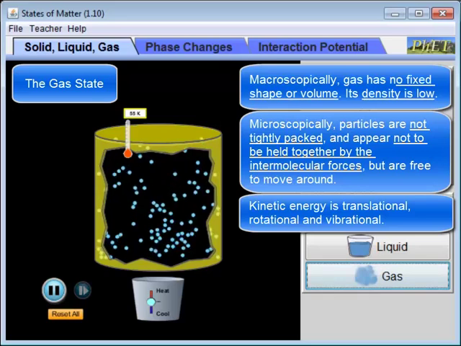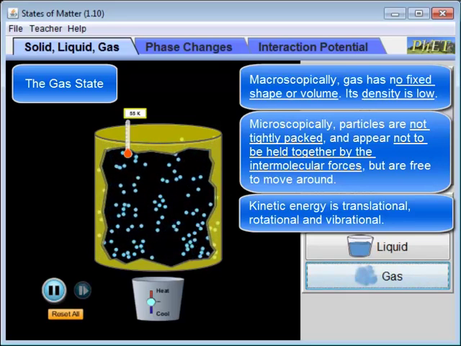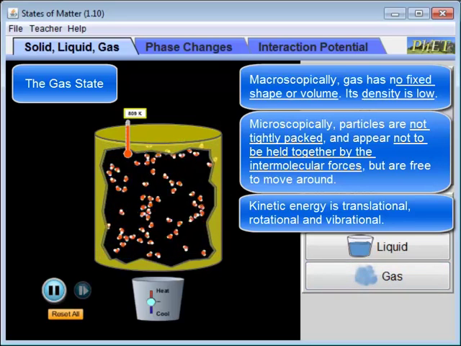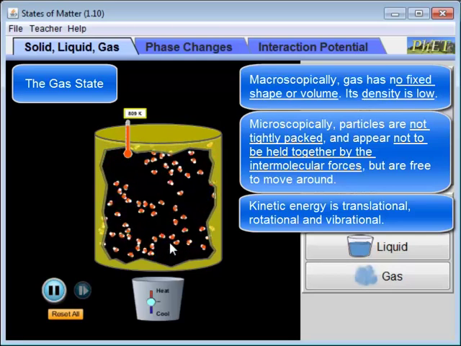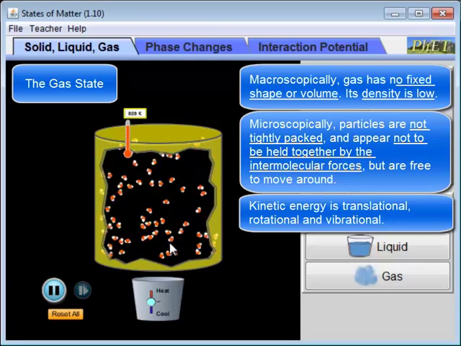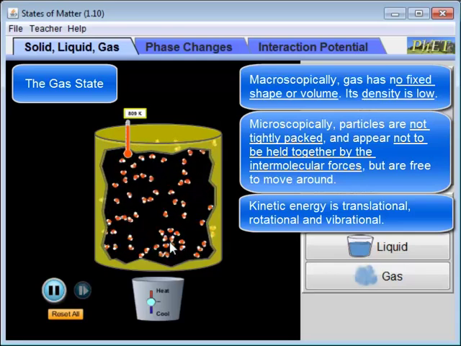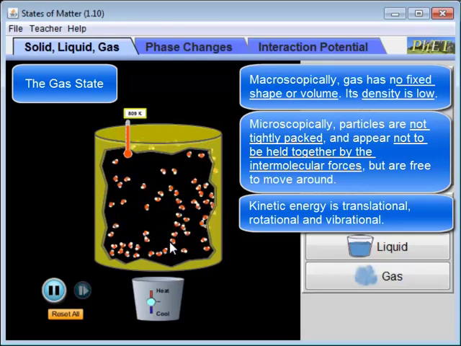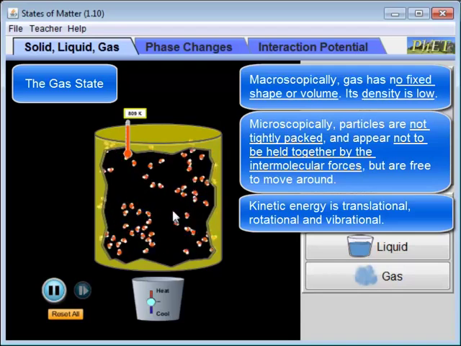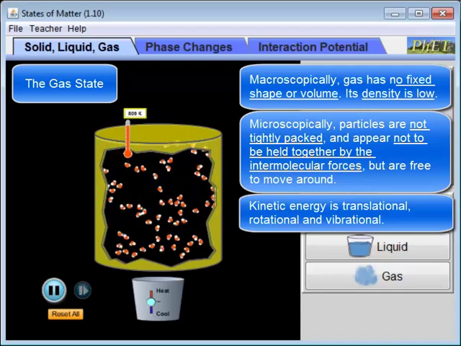But if we have a look at water molecules in a gas state, we can see that they also have a significant amount of rotational kinetic energy. So in the gas state, there's both translational and rotational kinetic energy, and there's also vibrational kinetic energy in the particles.